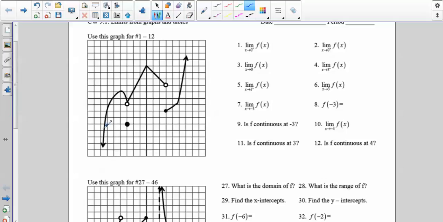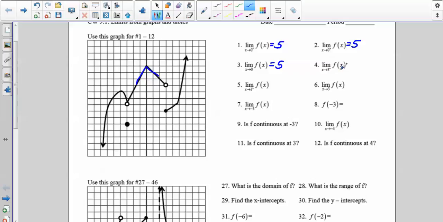So we're going to start by doing the limit as x approaches 0 from the left. That's number 1. So here's 0, and I'm going to approach 0 from the left. So as I come from the left, I'm approaching this y value right here, and that y value seems to be maybe 5. And in problem 2, we approach 0 from the right, and I'm still approaching 5. And because the left limit equals the right limit, the limit as x approaches 0 equals 5.